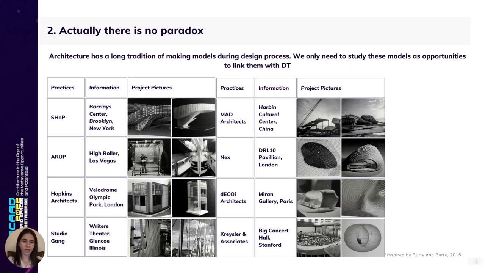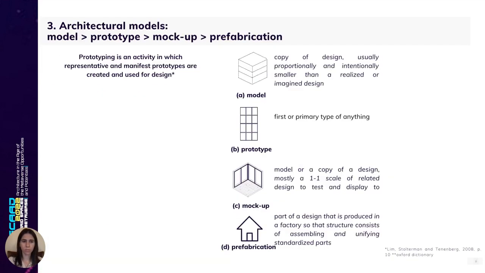Regarding architectural applications, many designers work with models, prototypes, mock-ups, or prefabrications. Here we see examples like Arup, Meta Architects, or Next. There are several examples in our research files. Prototyping is an activity in which representative and manifest prototypes are created during use or design. Architectural models, from prototype to prefabrication, model or mock-up, each have different details or scales.